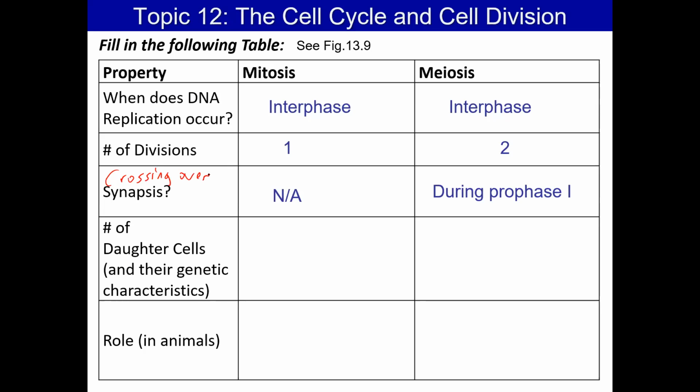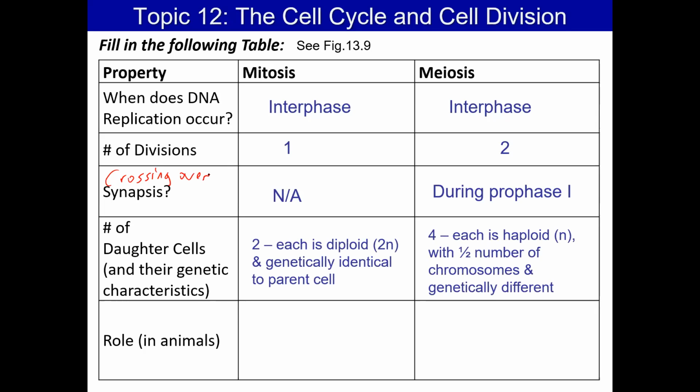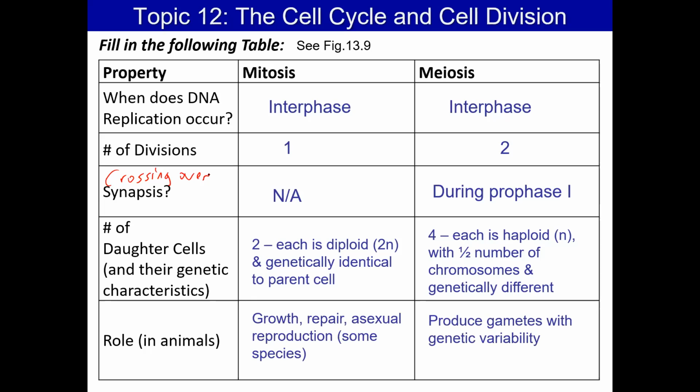So number of daughter cells. In mitosis, the cell divides and you get 2 daughter cells. Each of them is genetically identical to the parent cell. If the parent cell was diploid, then you're going to have diploid daughter cells. In meiosis, you're going from diploid to haploid. And because there are 2 divisions, you get 2 times 2 cells, which is 4. And they're going to be genetically distinct. So what is the role of mitosis in animals? In animals, we're talking about growth and repair. And in some, asexual reproduction. There are a few species that do that. And what about meiosis? To produce our gametes, or eggs and sperm cells.